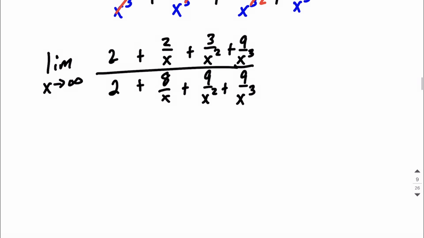Now that we've simplified, we can actually take the limit as x approaches infinity of each term, basically one at a time. So we're going to think about, as x becomes a very, very big number, what's going to happen to each individual fraction? Well, it doesn't do anything for that 2 at the beginning. But 2 over x, the next one, that's going to become a 0. If the denominator becomes very, very big, then overall that becomes a very, very small number approaching 0. Same thing with 3 over x squared. That's going to become 0 as well. 9 over x cubed, well, the denominator is getting even bigger, even faster there.